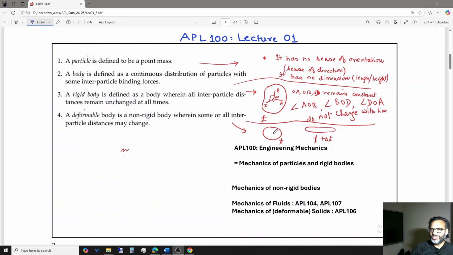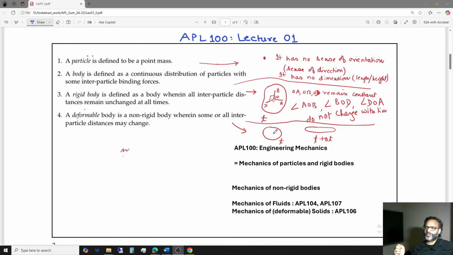We also, as engineers, want to study mechanics of non-rigid bodies. Indeed, many branches of engineering introduce their students in the second year of their BTech program to mechanics of deformable bodies. In IIT, we have a course on mechanics of fluids. Fluid is a deformable body. There you study how fluids behave, the mechanics of fluids.